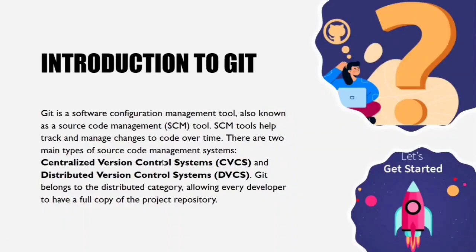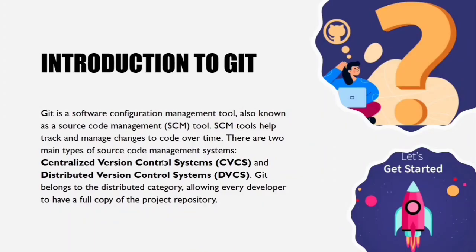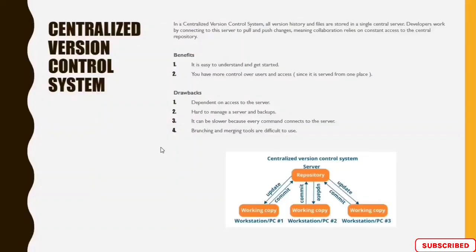To overcome these challenges, various tools were developed to handle source code management and maintain proper software versioning. These tools help track changes, collaborate efficiently, manage different versions of the code base, and ensure smooth integration across teams. There are two main approaches to source code management. One is the centralized version control system. Another one is the distributed version control system. So let's proceed with understanding what is centralized version control system and how it works.